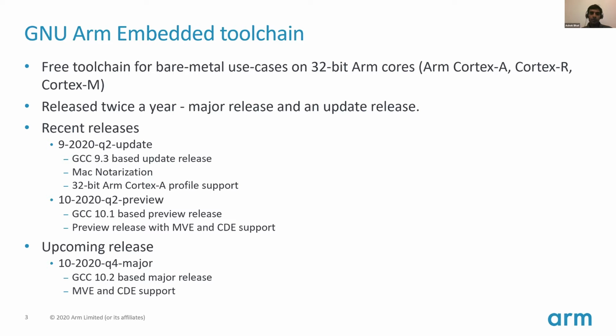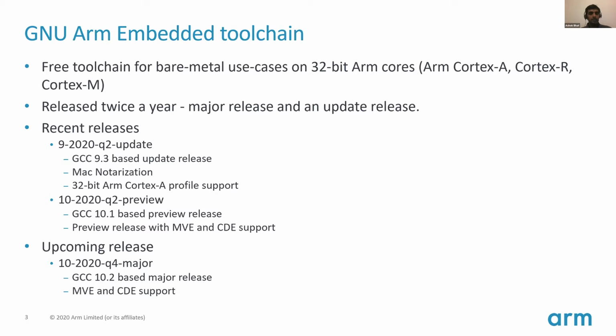It's released twice a year. One major release typically happens in the last quarter of the year, so this year it'll be September to December. And then there's an update release that happens mostly in the April to June timeframe. It's timed so that we can do a major release based on the .2 version of GCC and the update release based on the .3 version of GCC.